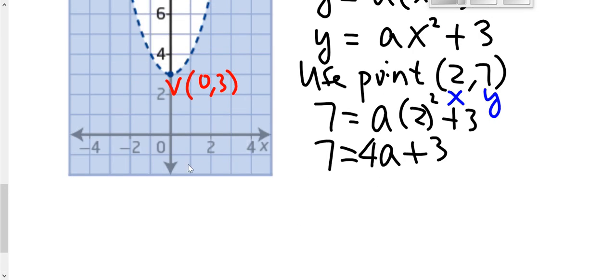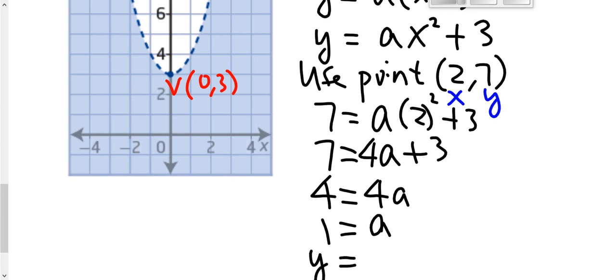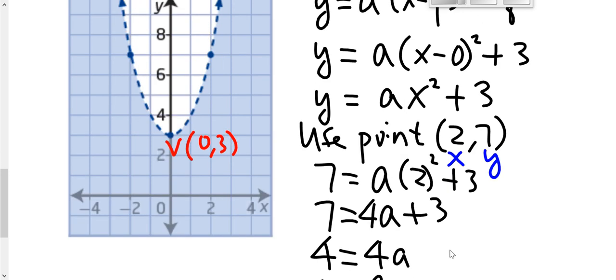Minus 3 on each side, that gives you 4 equals 4a, and then divide 4 for each side, so that means a is 1. Now once you know a is 1, what do we do? Plug in 1 for a back here. So that means my general equation is y equals 1, you can leave that out, x squared plus 3. Okay, and we are done. No, you screw up if you stop here.